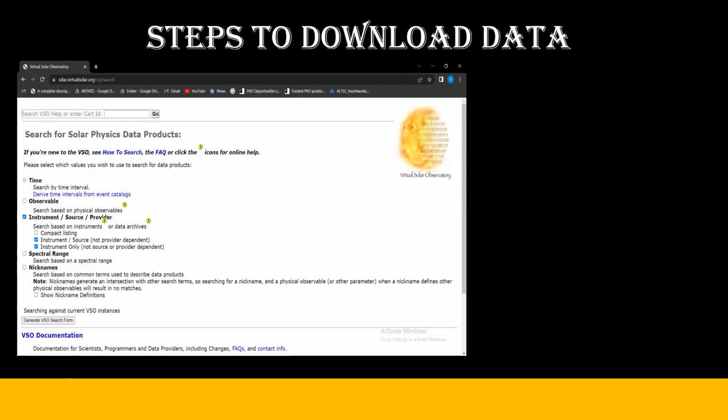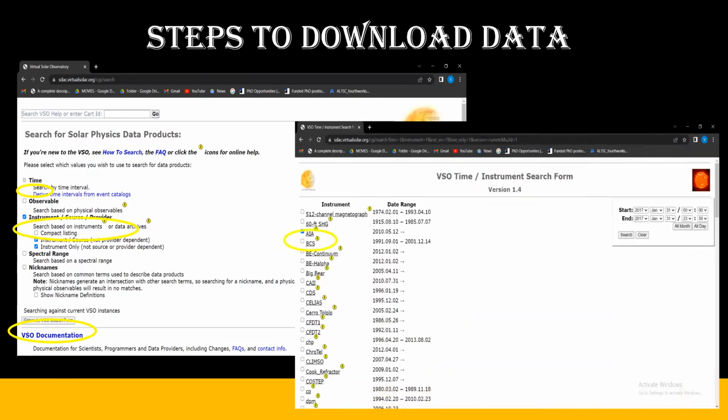Okay, now I'm going to show you from where and how we downloaded the data. For the data, we use VSO, where VSO stands for Virtual Solar Observatory. Here you can see the interface. First, we selected the instrument based upon our requirement. Then we selected the search. After that, we selected the AIA instrument, which is one of the instruments of VSO that provides solar atmosphere images in different wavelengths.